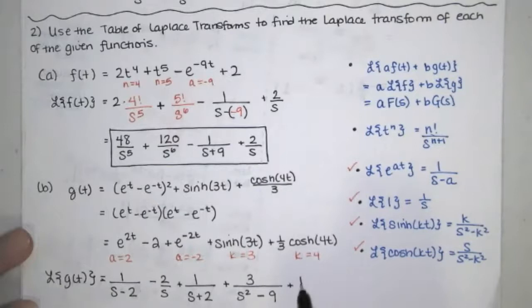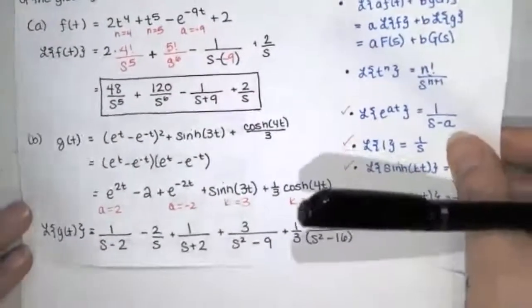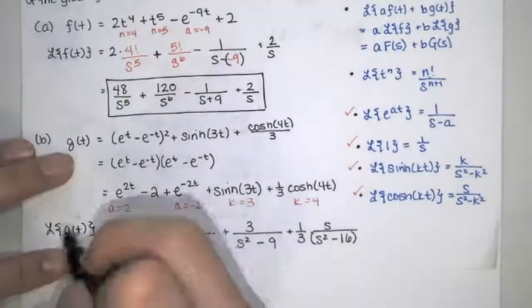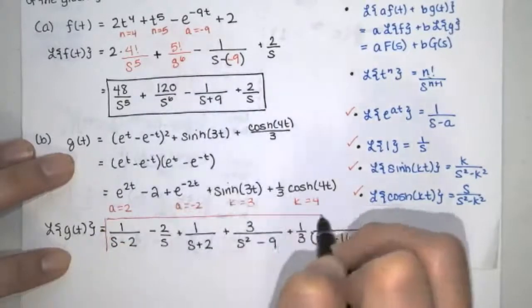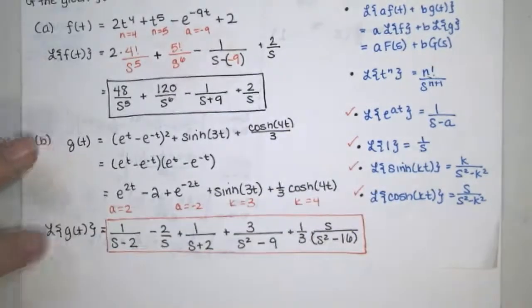And then over here, we'll have a 1/3 times the Laplace transform of hyperbolic cosine of 4t. So we'll have s over s squared minus k squared. K is 4, 4 squared is 16. So we have that. And if you want, you could distribute that 1/3 to make that just an s over 3 times the quantity s squared minus 16. I would probably just leave that alone. And that is the Laplace transform of g of t. So we're just choosing the appropriate rules and then applying them here.